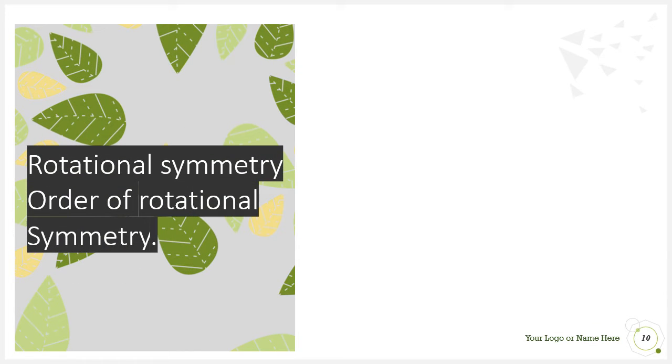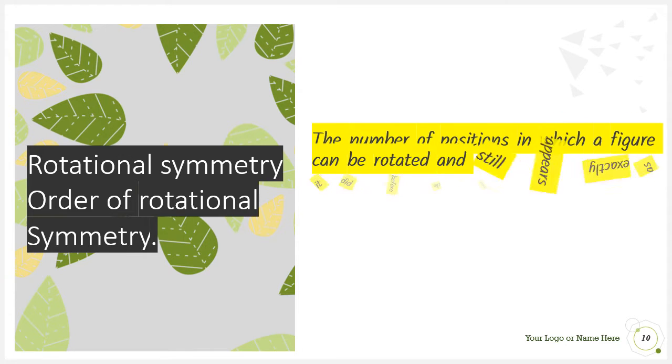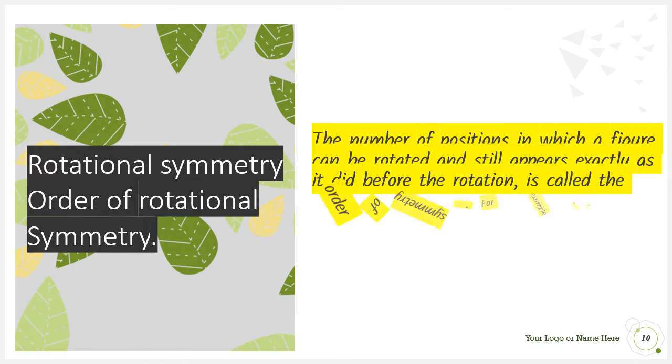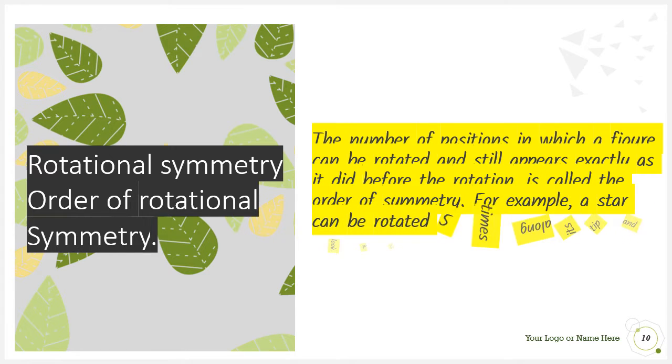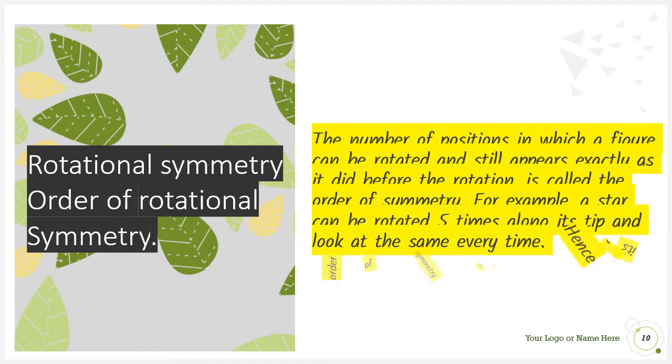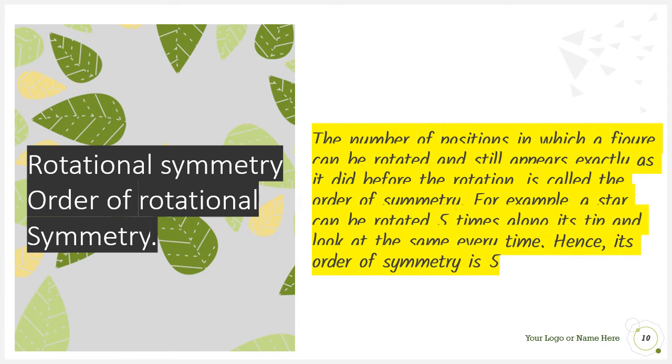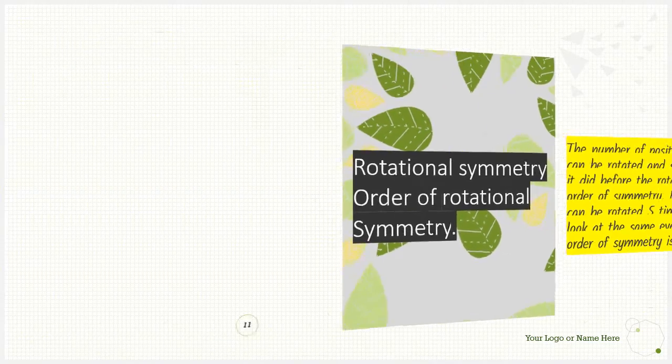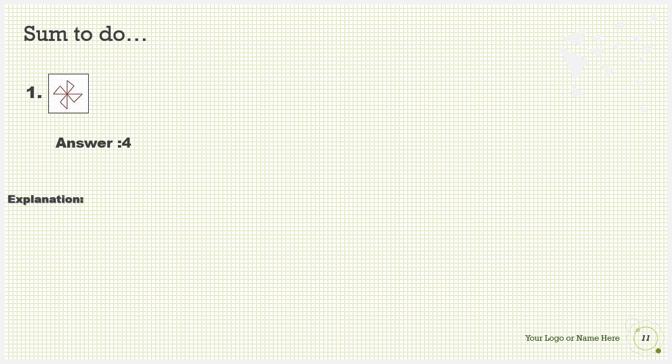Rotational symmetry, order of rotational symmetry. The number of positions in which a figure can be rotated and still appears exactly as it did before the rotation is called the order of symmetry. For example, a star can be rotated 5 times along its tip and look the same every time. Hence, its order of symmetry is 5. Some to do. First one, this is the figure given and the answer is 4.